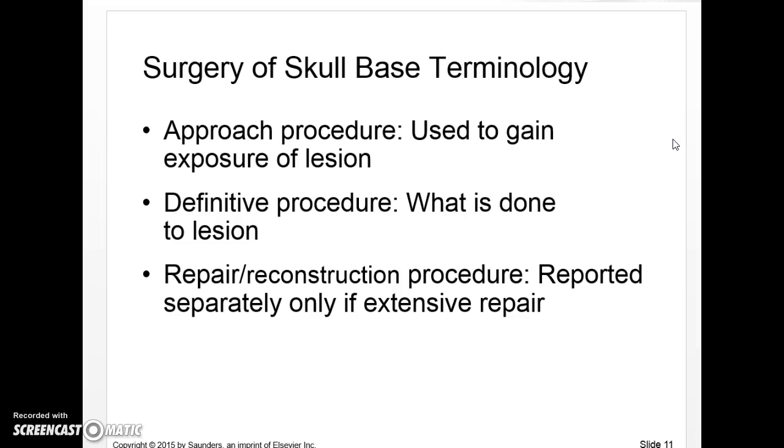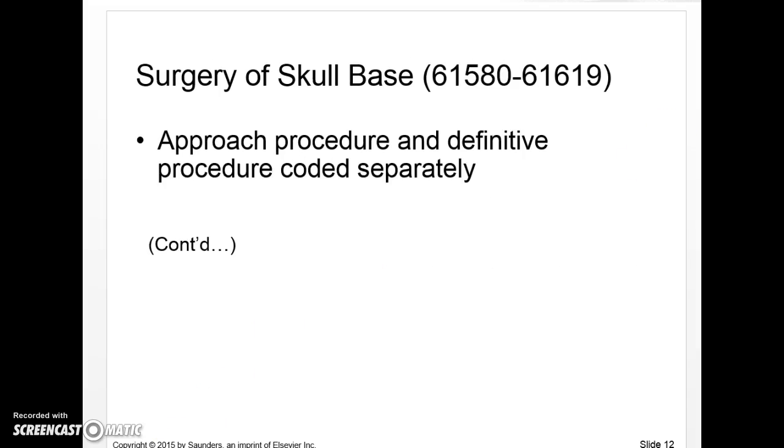Surgery of skull base terminology. The approach procedure is important to understand. It is used to gain access and exposure of the lesion. The definitive procedure is actually what is done to the lesion. So again, the approach procedure is to gain access. The definitive procedure is what is done. Repair and reconstruction procedures are reported separately only if there's an extensive repair. Approach procedures and definitive procedures are coded separately.